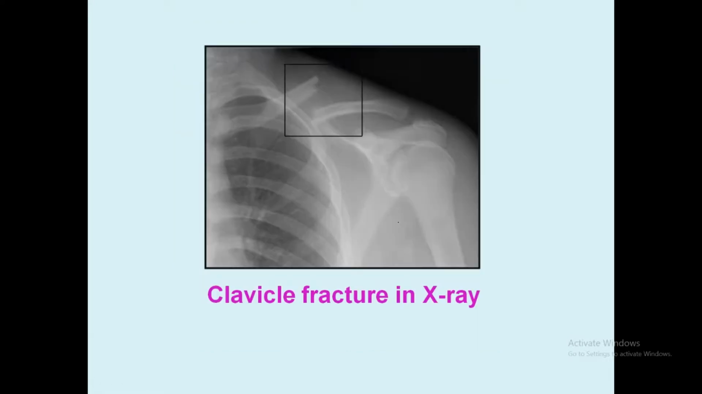Okay, and this is the clavicle fracture in the x-ray. So this is the medial end, this is the lateral end. This is the lateral fragment, this is the medial fragment. This is the junction between the two curvatures of the bone. So this is how a clavicle fracture looks in the x-ray.